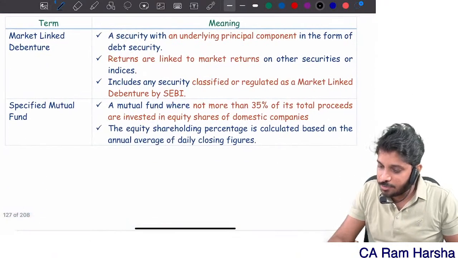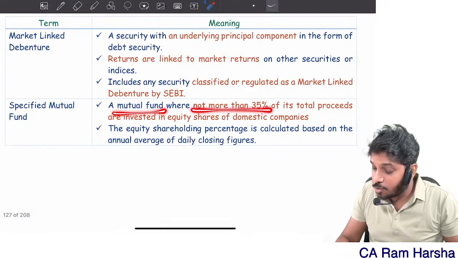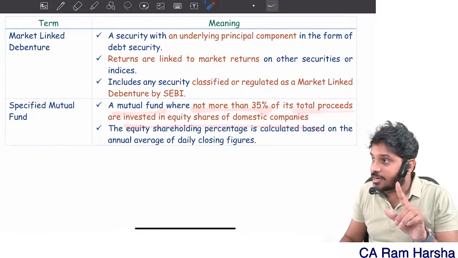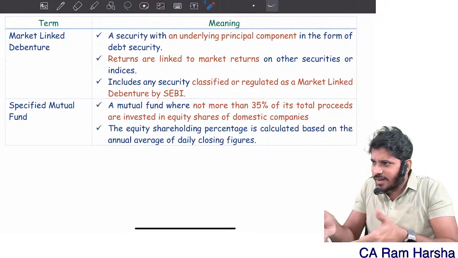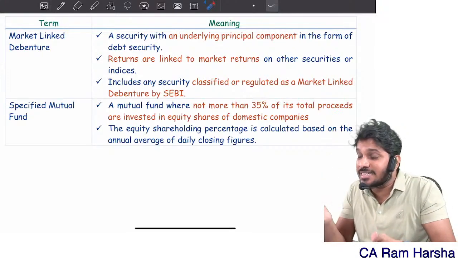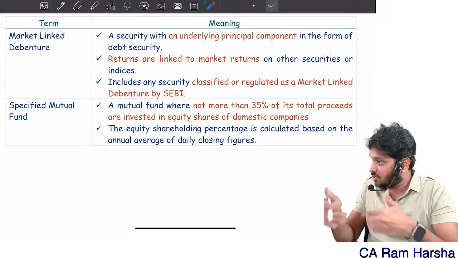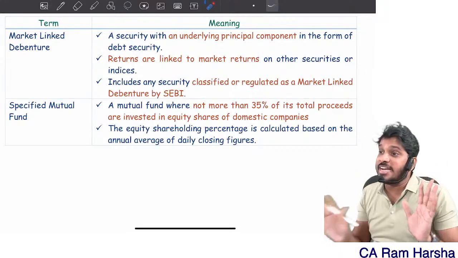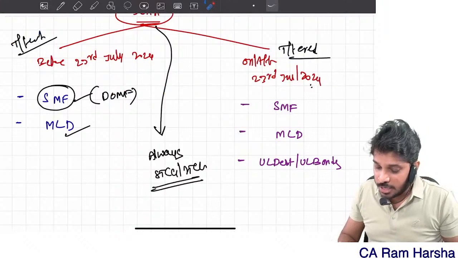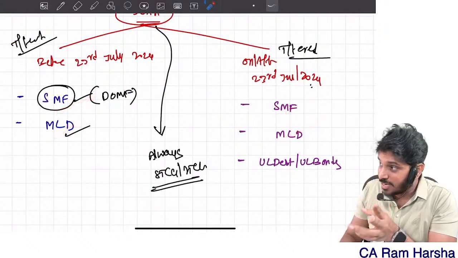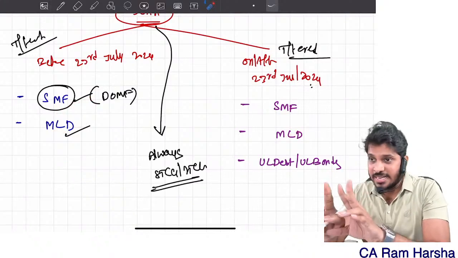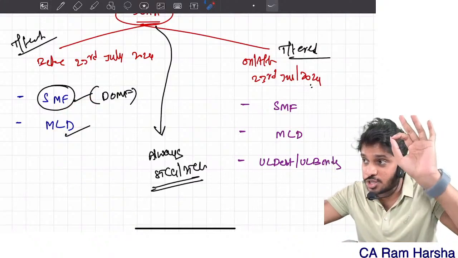What is a specified mutual fund? A mutual fund where not more than 35% is invested in equity shares, meaning the equity share portion is less than or equal to 35%. Indirectly, 65% is invested in preference shares, debentures, bonds, something debt-oriented. Getting it? Now, if I am selling these two items, whether before or after 23rd July, doesn't matter. The gain or loss is always short term.